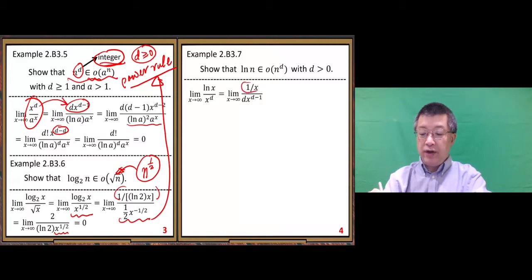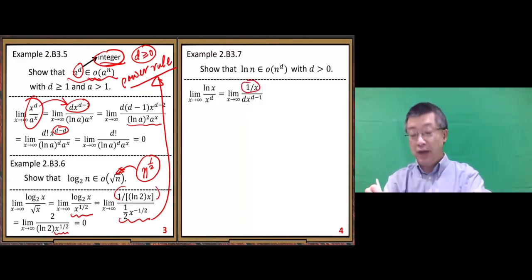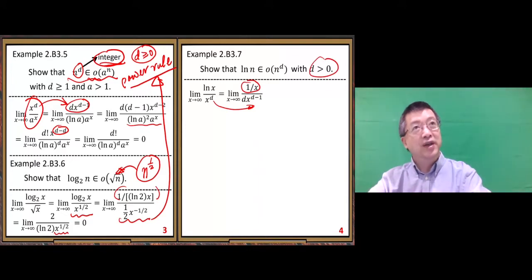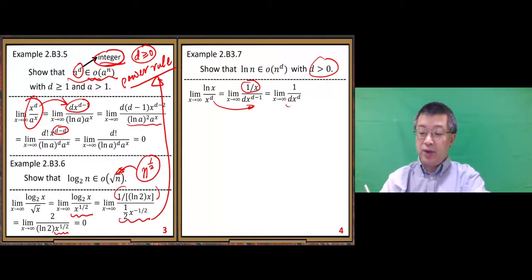Derivative of natural log of x, the formula is 1 over x. Power rule, this is the power rule. Because d is greater than 0, we can use the power rule. And then after simplification, we get this expression.